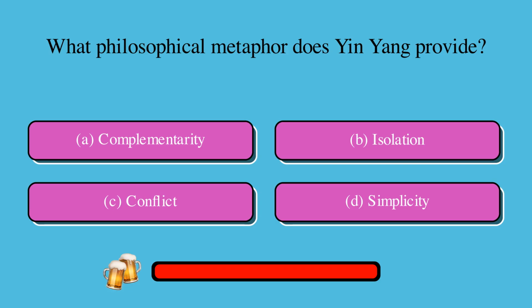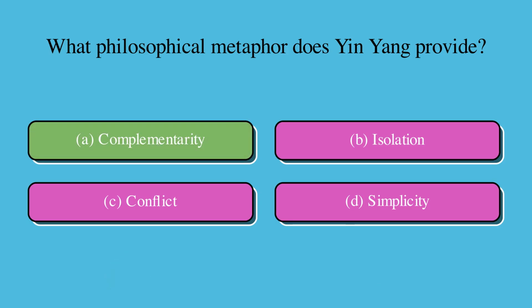What philosophical metaphor does Yin Yang provide? Is it A, complementarity, B, isolation, C, conflict, or D, simplicity? The correct answer is A, complementarity.